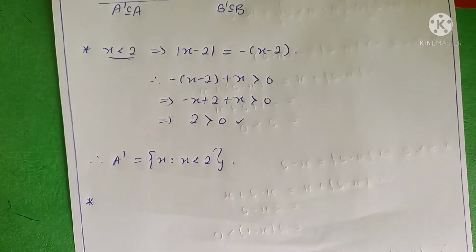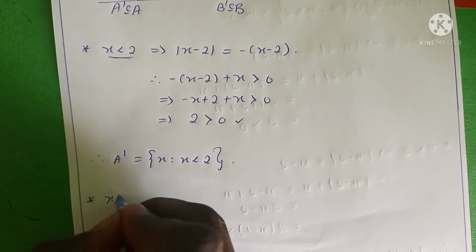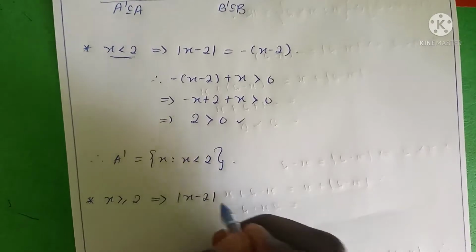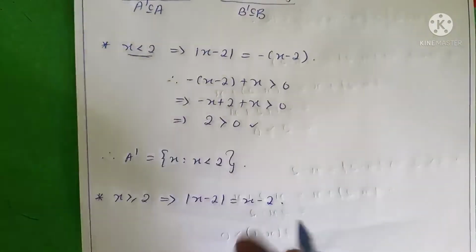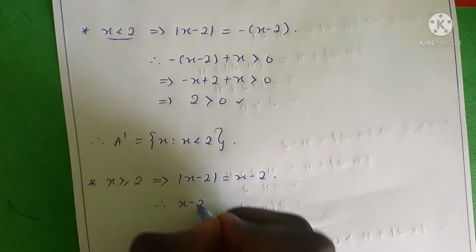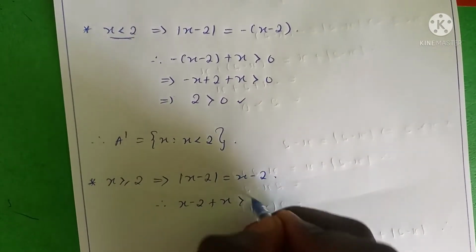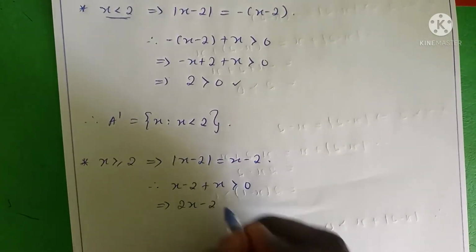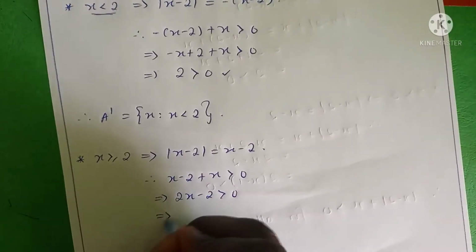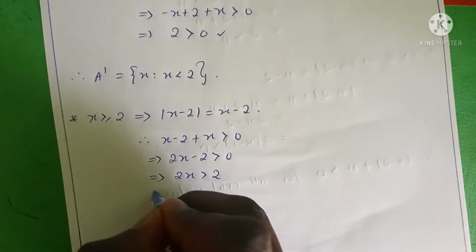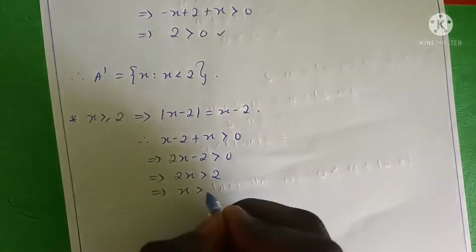We look for B prime, and to look for B prime, we start with the set B, and we know that if x is greater than or equal to 2, then the absolute value of x minus 2 will just be equal to x minus 2. And therefore, the above inequation reduces to x minus 2 plus x, which is greater than 0, and this implies that 2x minus 2 is greater than 0. And if you add 2 to both sides, we're going to obtain 2x greater than 2. And if you divide both sides by 2, we're going to have x greater than 1.